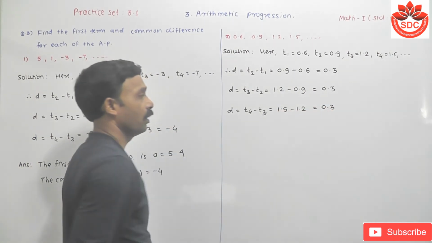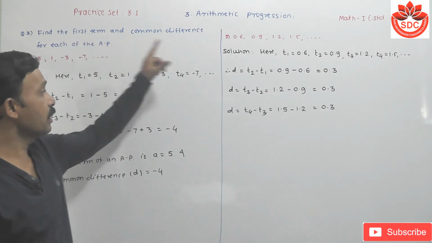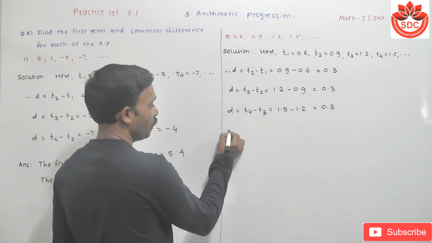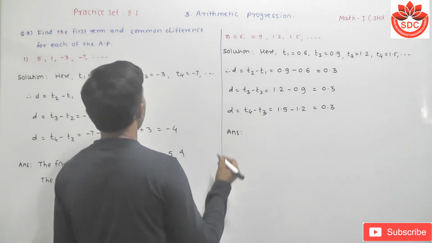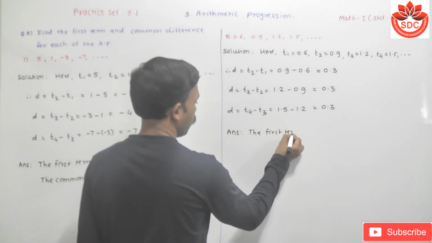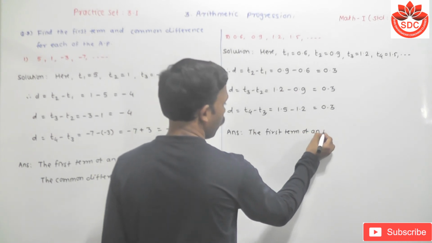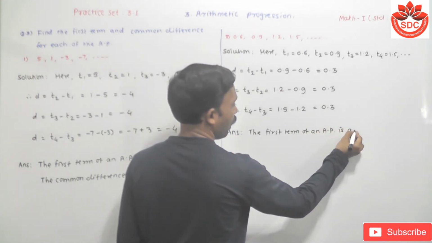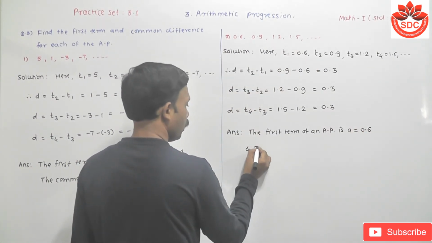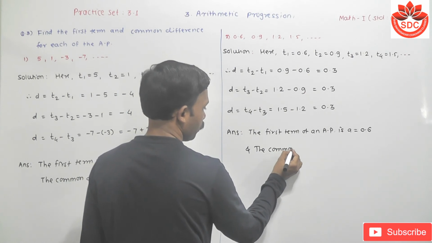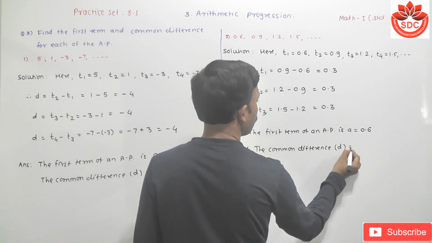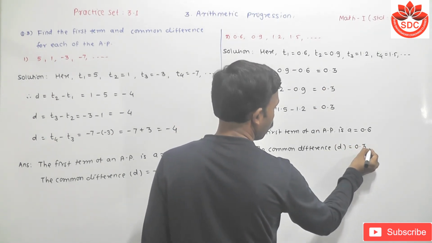It becomes 0.3. Here the given sequence is an AP, so the difference is also common. So we have to write the answer in a full sentence. Answer: now first we have to find out the first term. Therefore, the first term of an AP is A equal to T1. T1 means 0.6, and the common difference D is equal to 0.3.